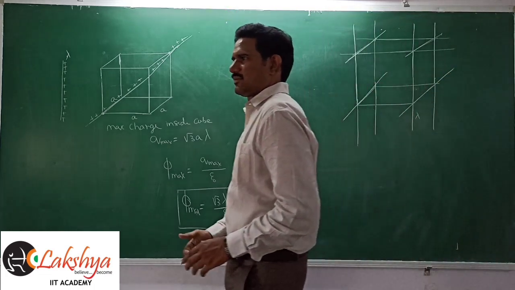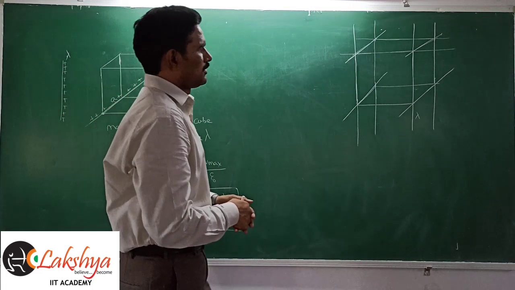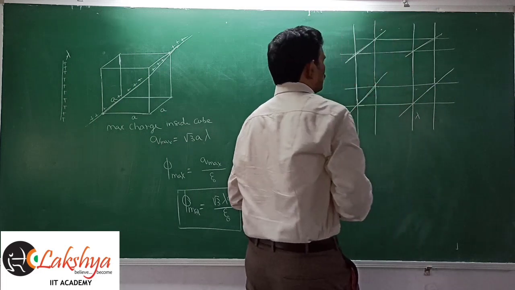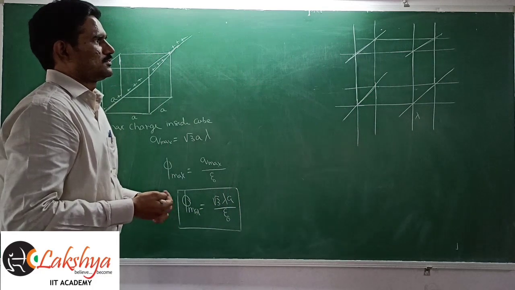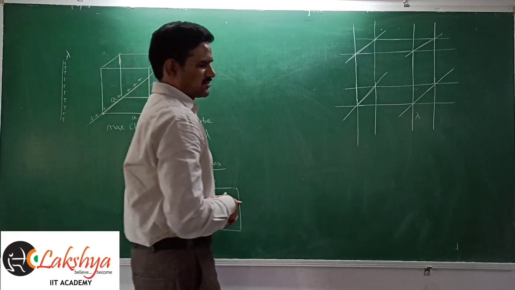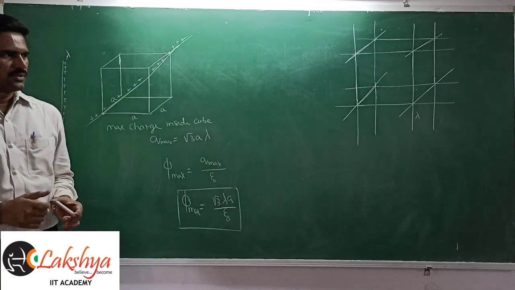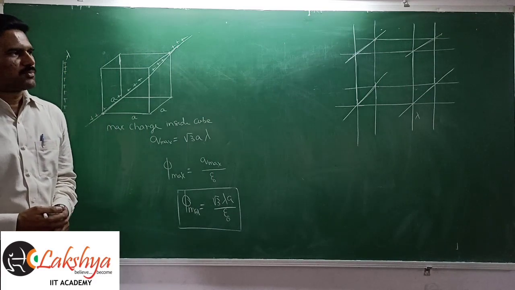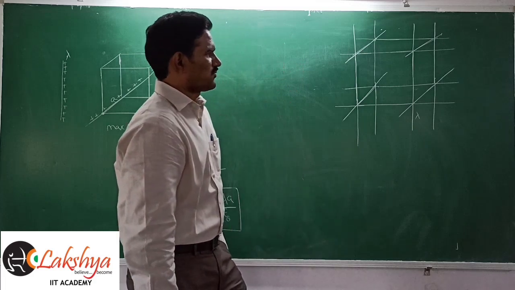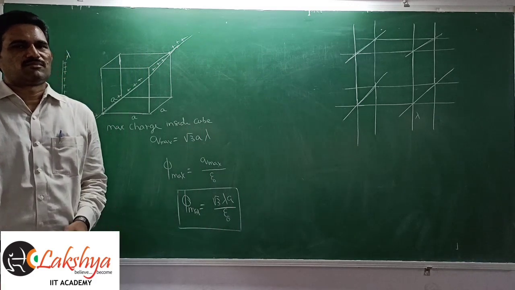So write that as a problem. 12 identical line charges, each of linear density lambda, are placed along the edges of a cube. Then find what is the net flux passing through the cube.